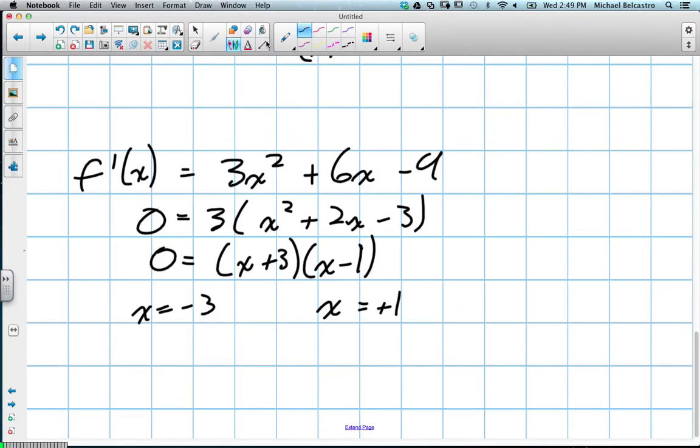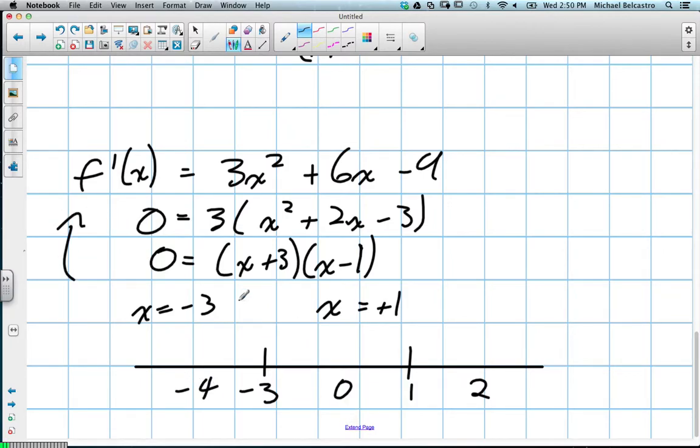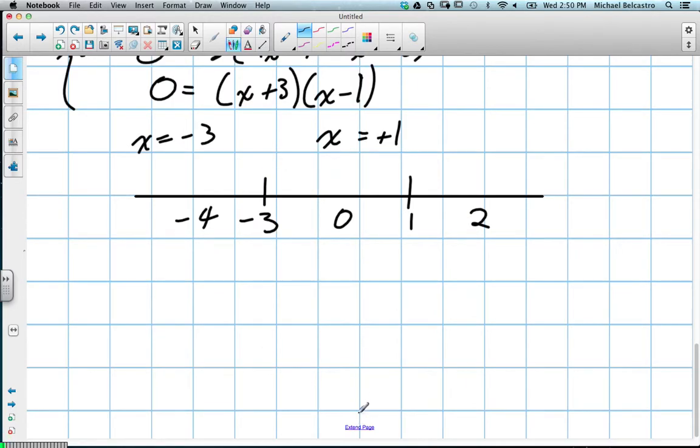We're going to be doing the same thing with our number line to find increasing and decreasing points. We have the values of negative 3 and positive 1, so we need a number in between. We can take 0. A number greater, we can take 2. And a number less, we can take negative 4. We're going to plug those into our derivative function to find out when it's increasing and decreasing.